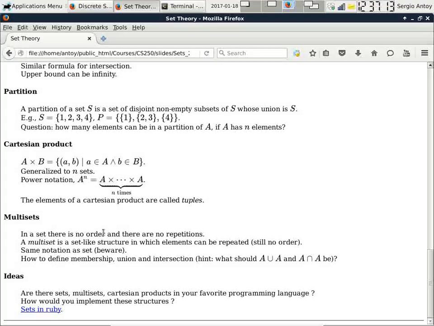All right, so let's take your favorite programming language. Are there set, multiset, Cartesian product? There are certainly libraries, right? Here, I took one for sets in Ruby. If I have the network, I'll just show you how it is.